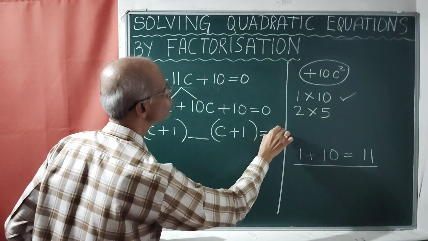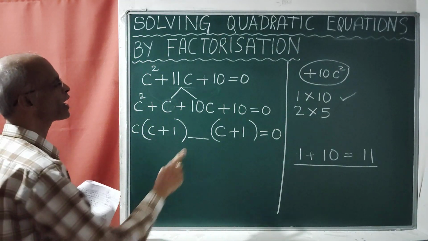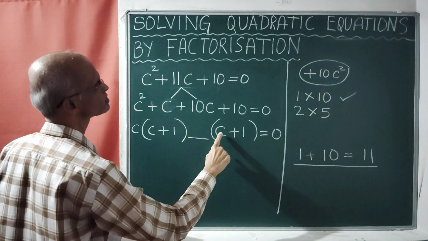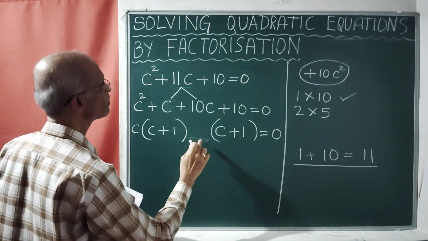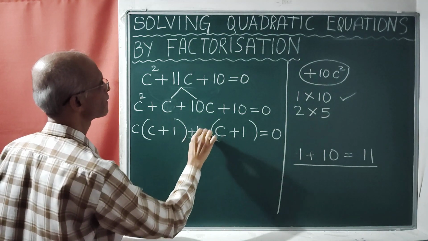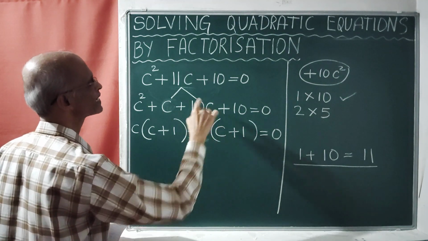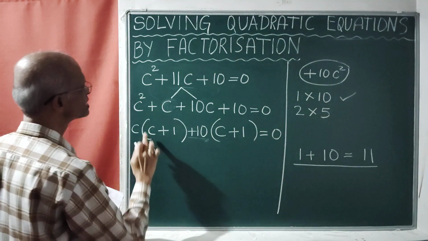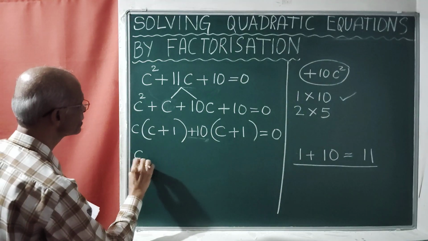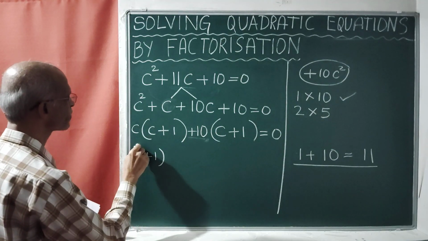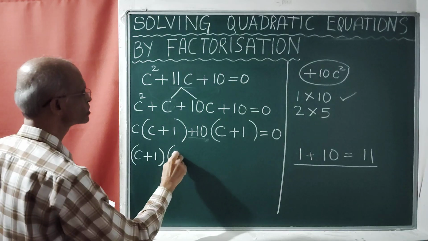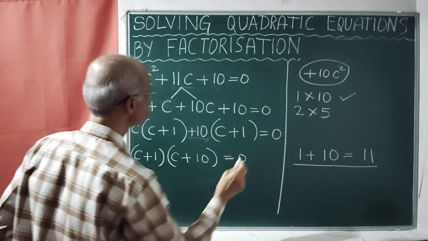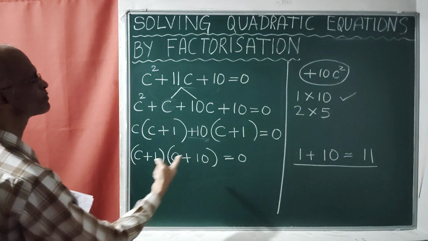Now I have to fill the gap so that when I multiply this into this, I will get this. So I am filling it with 10, because 10 into c is 10c, 10 into 1 is 10. Now among the two terms, c plus 1 is common. I am taking the common factor outside. So c plus 10 is left out, equal to 0. I got two factors, c plus 1 and c plus 10.